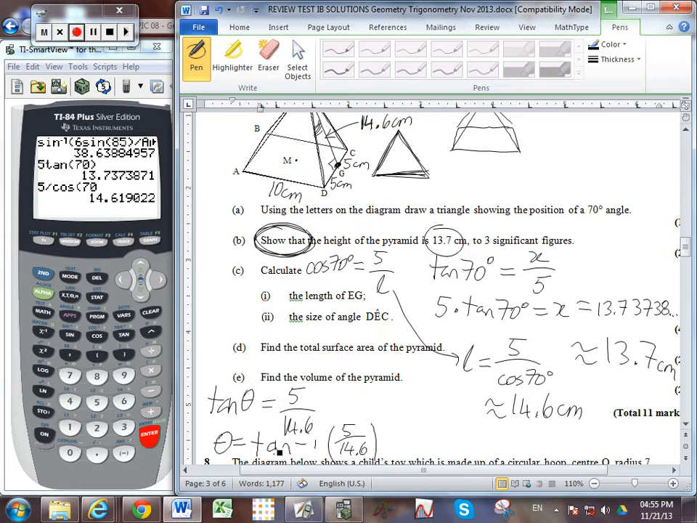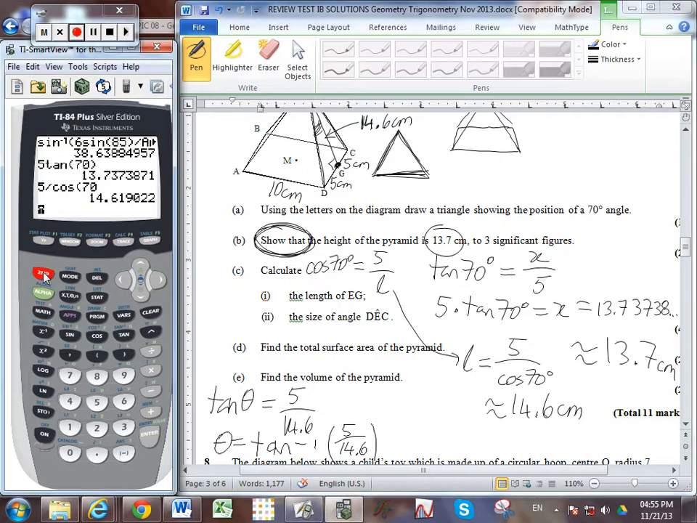Okay, the inverse of the tangent operation. And so we'll do second function tangent of 5 over, and let's take the exact value, shall we? It's more accurate. Second answer to get the 14.6 with all of the decimal places in the previous step. And now we'll get our angle is 18.88 degrees.